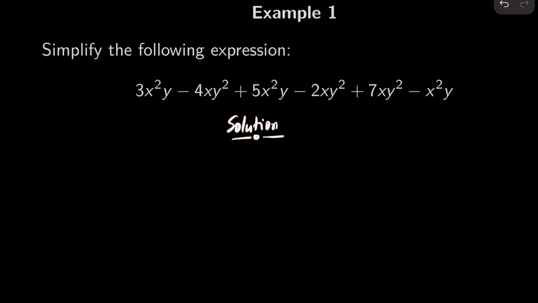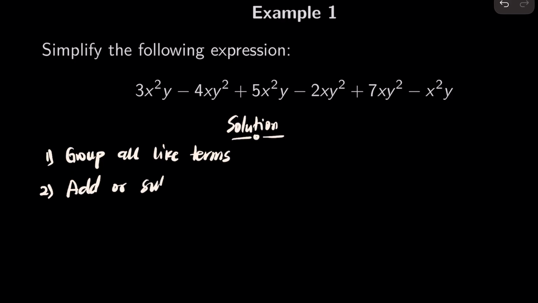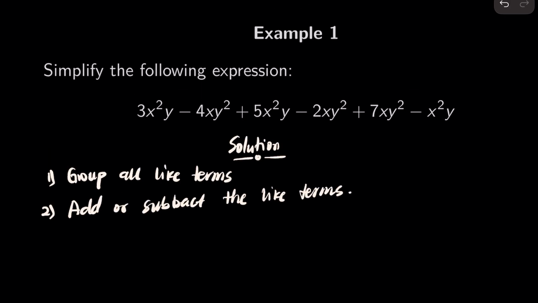To simplify this expression, the first step is to group all like terms. So we have to group all the like terms in this expression. And the second step is to add or subtract the like terms. And so let's group the like terms. So we have this to be x squared y.